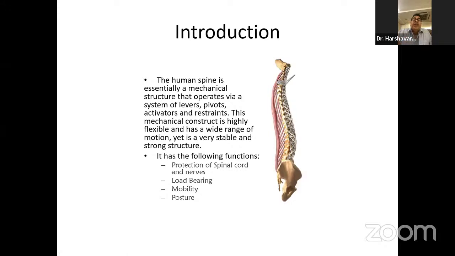So the human spine is essentially a mechanical structure that operates as a system of levers that you would see anywhere in a mechanical garage. It's very well constructed and extremely flexible. From the time we were four-legged creatures and we became two-legged creatures, the spine not only started playing an important role in movement, it also protected the nerves and carried the nerves from the brain down, giving the shape to the back and so on and so forth. So it has the following functions: protection of the spinal cord and nerves, load-bearing, mobility, and posture. Next slide, please.